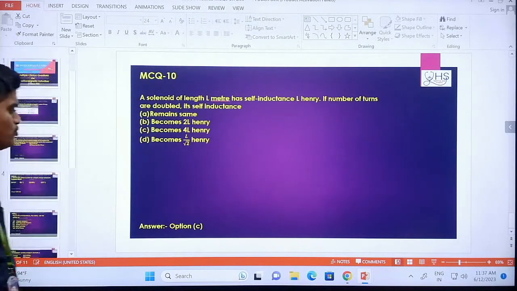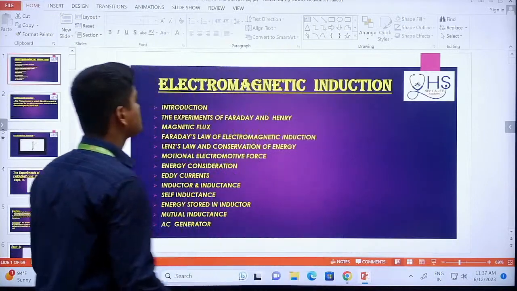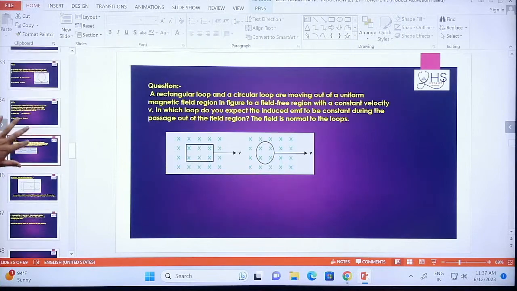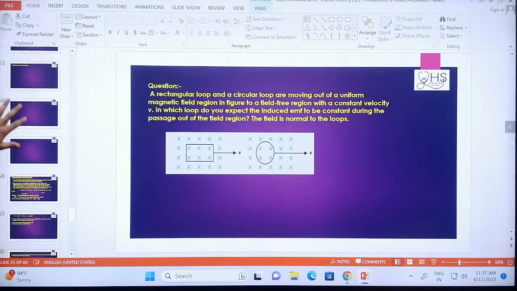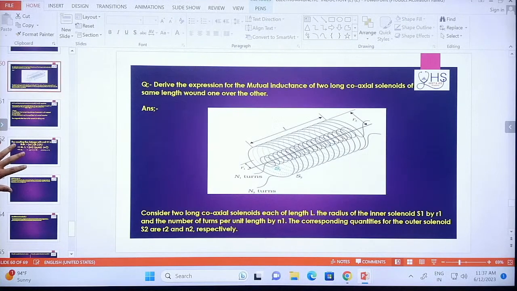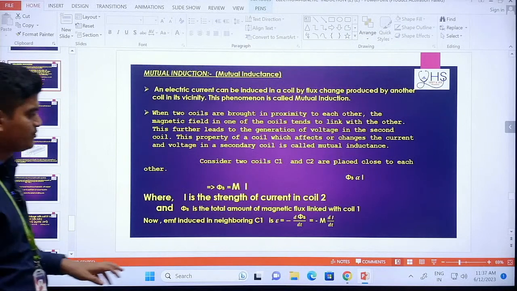Now let's move to mutual inductance. We discussed MCQs based on self inductance in the last class. Now come to mutual inductance. Now understand what is mutual inductance.